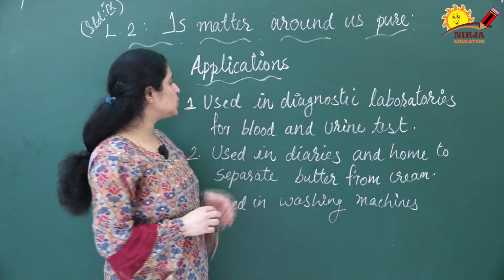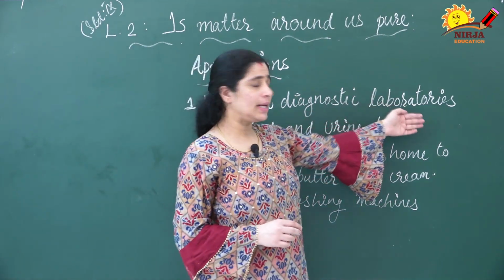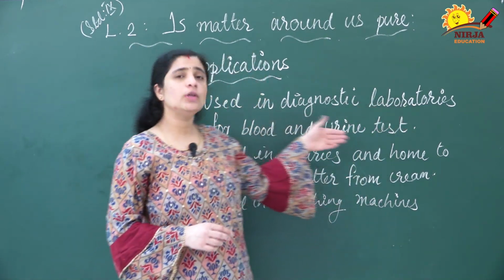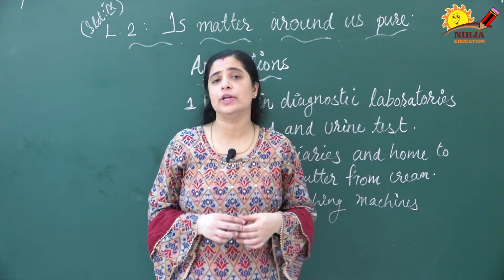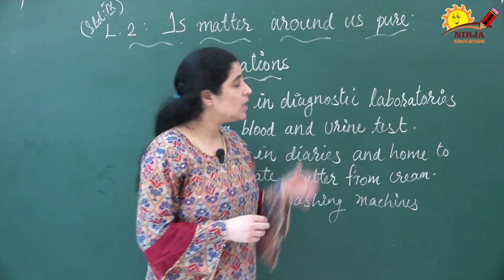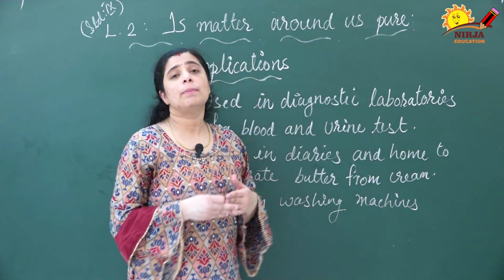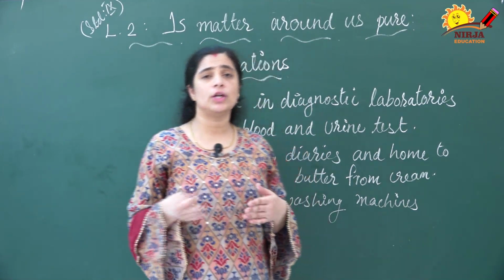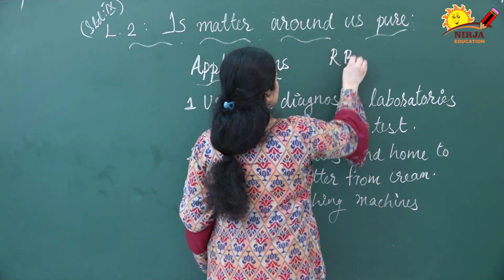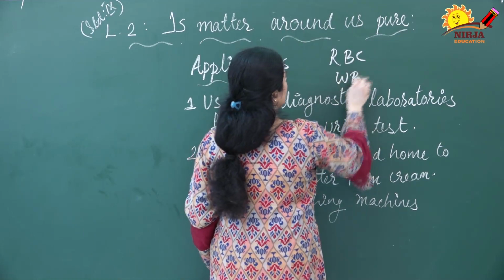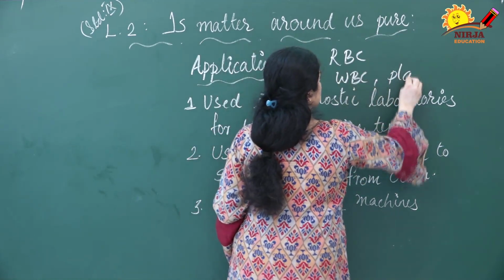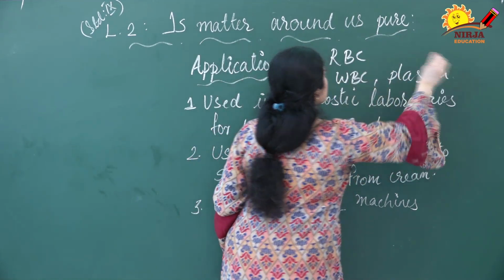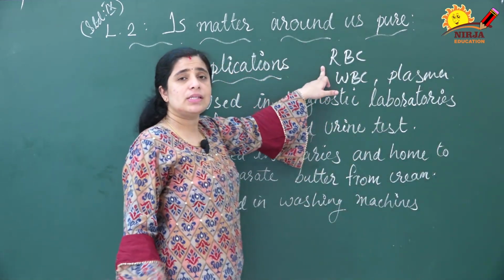So what is the first one? It is used in diagnostic laboratories for blood and urine tests. For blood and urine tests you are using this centrifugation method, and the particles of the blood also we can separate by this method. You can find RBC, WBC, plasma, and everything in the blood. Here the RBC is the heavier one.